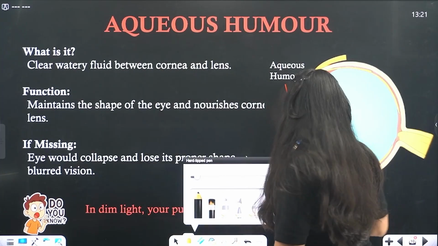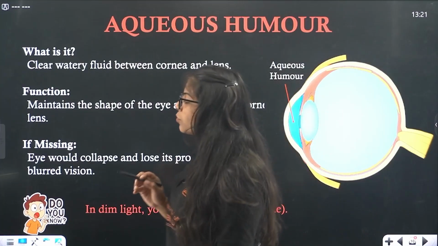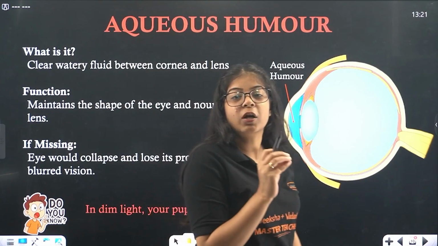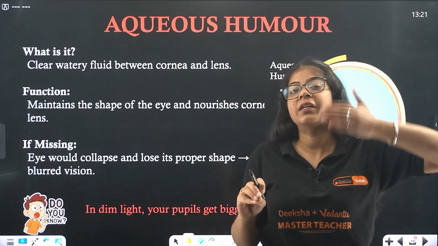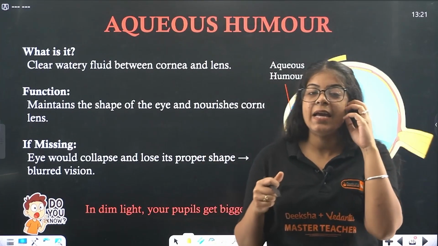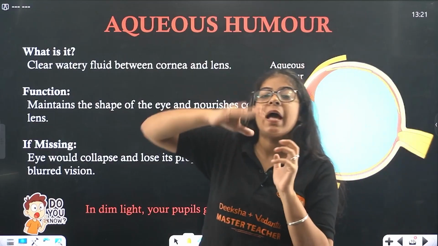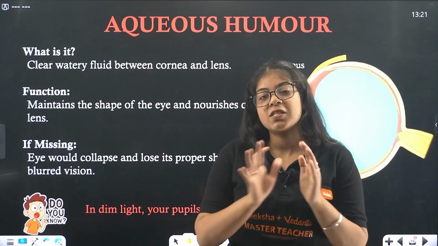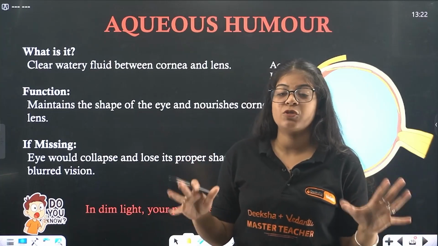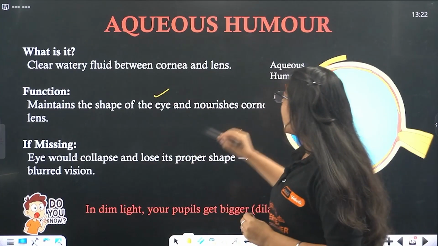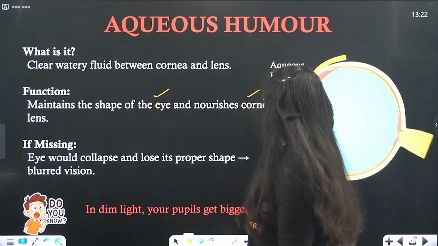Done? Next beta, we have aqueous humor. Now talking about aqueous humor, what is aqueous humor? It is a liquid, watery fluid, okay, between what? Between your cornea, the front layer, and the lens. Now you obviously have a lens in our eye, so it is a fluid between the outer part and where the lens is kept. Okay, so that's the basic aqueous humor. What is its function? It maintains the shape of the eye and nourishes the cornea and lens.